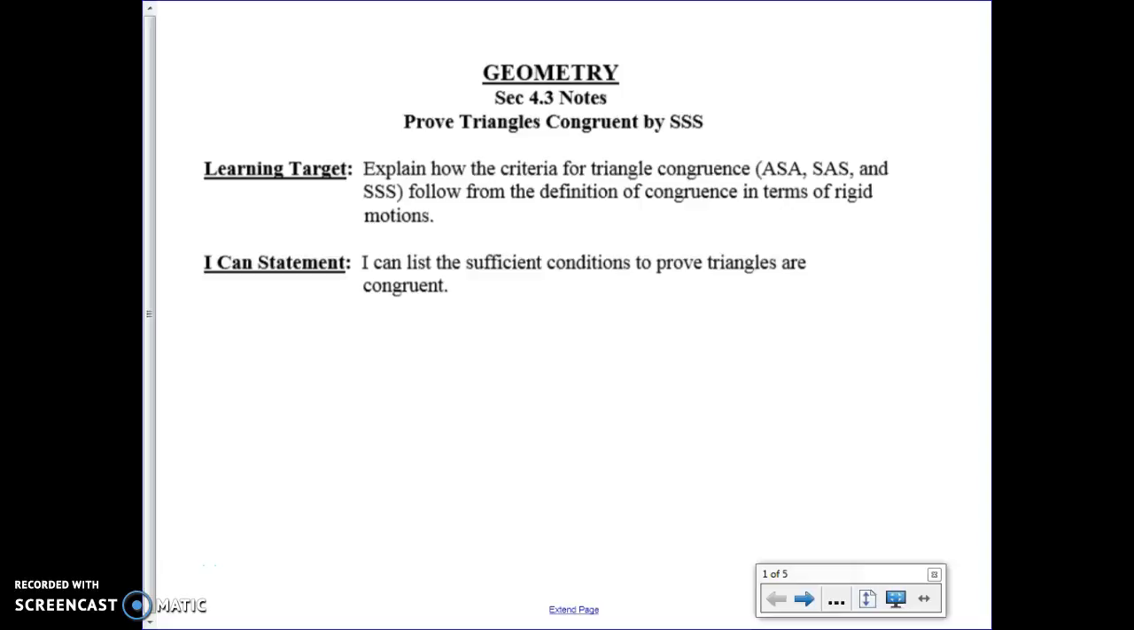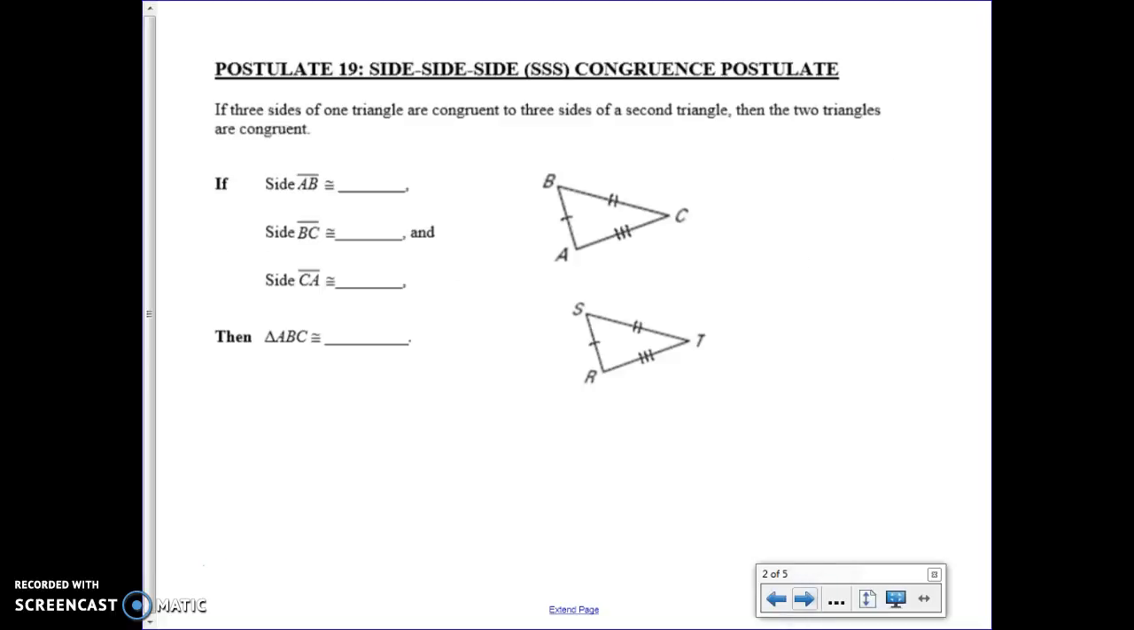Okay, guys, so yesterday we had to prove triangles congruent by showing that all of the parts are the same. For the next couple of days, we're going to talk about some shortcuts. So we are going to prove triangles congruent just by proving that their three sides are congruent. That's going to be enough information to tell us that those two triangles do match up. They are congruent. So again, we're talking about order mattering.